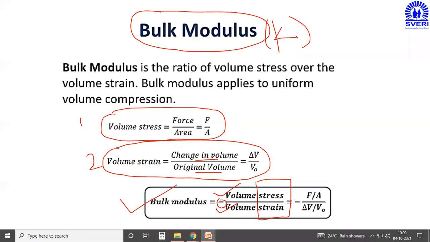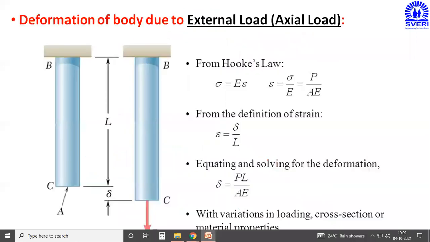So these are the three elastic constants which are used in further calculations, and based on this, 101%, there are some numericals asked in the examination. It may be the GATE examination, it may be your competitive examination. Based on this, there are some definition-based and MCQ-based questions. In addition to that, some small 1 or 2 marks numericals are also there. Okay, so these are the basic definitions.